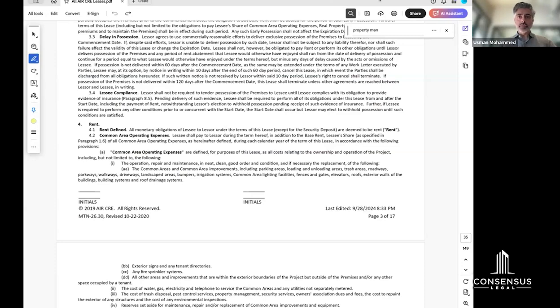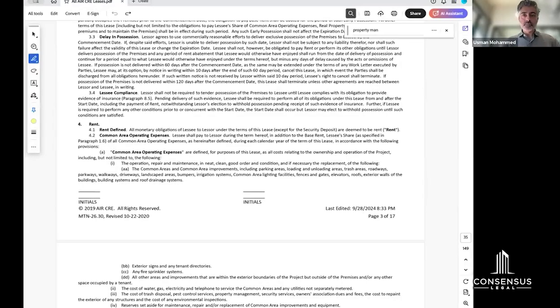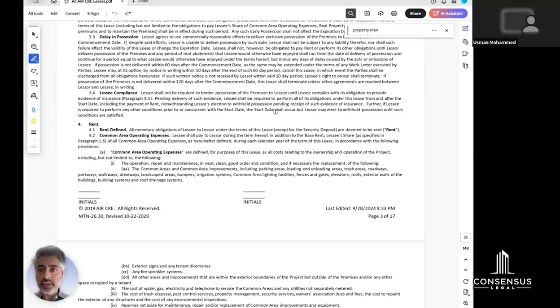So I will share the multi-tenant net lease. Okay, so hopefully all of you can see the lease on your screen. And 4.2, common area operating expenses. This is, as I said, the multi-tenant net lease.